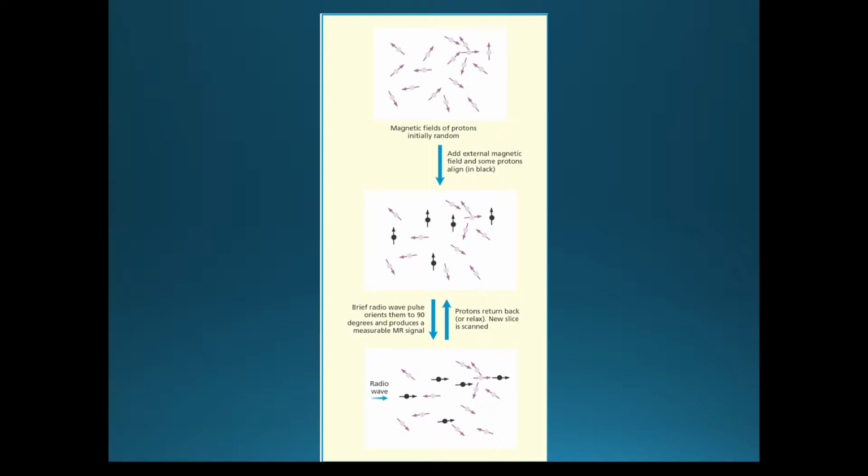This is not a physics class, so we won't get into all the specifics. Don't worry about understanding all of this at this level. That's not the point of this class. But as I said, we can use the different properties of protons, this alignment, in different parts of the brain and the body to get an understanding of different types of tissue or whatever's surrounding the proton.